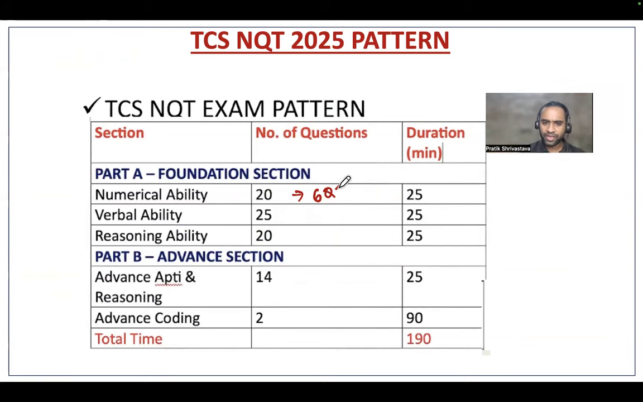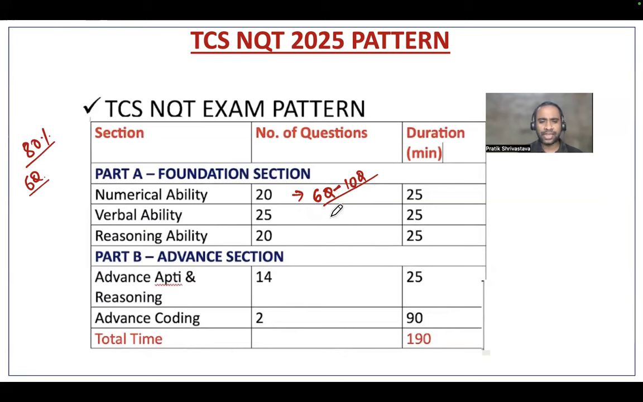So for numerical ability, it was 6 to 10 questions; 10 questions was the maximum. I talked to many of the students, and only a few of them were able to do 11, 12 questions. Otherwise, 80 to 90% of the students were able to do almost 6 to 7 questions.